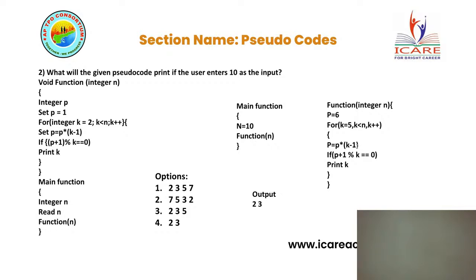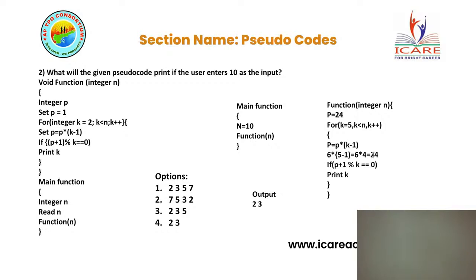Now k is equal to 5. Within the for loop, p is equal to p into k minus 1. P value is 6, and 6 into 5 minus 1, which is 4. So 4 sixes are 24. We are updating this value in p. So p is equal to 24.